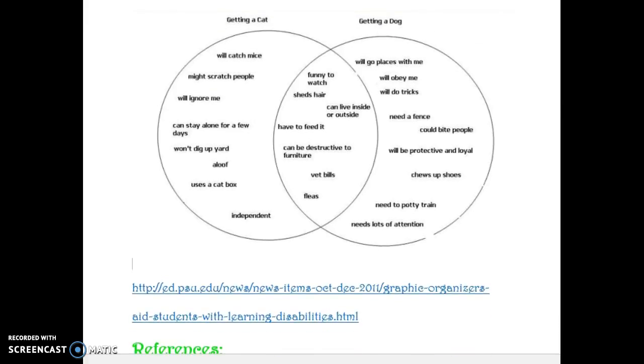Here's an example of a different kind of graphic organizer. This is a Venn diagram, and I'm sure that everyone's probably used one of these before, but on this side it's talking about getting a cat, and on this side it's talking about getting a dog, and then in the middle it's talking about getting a dog or cat, things that would happen if you got both.